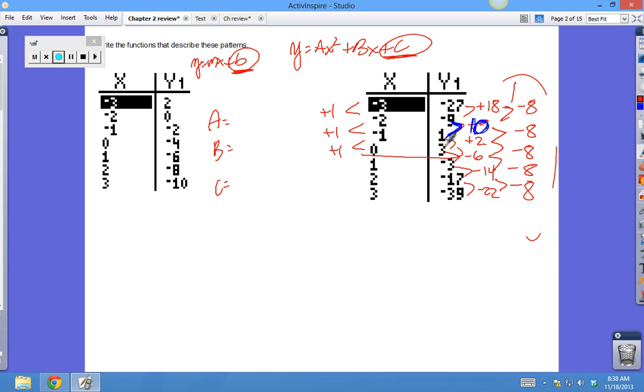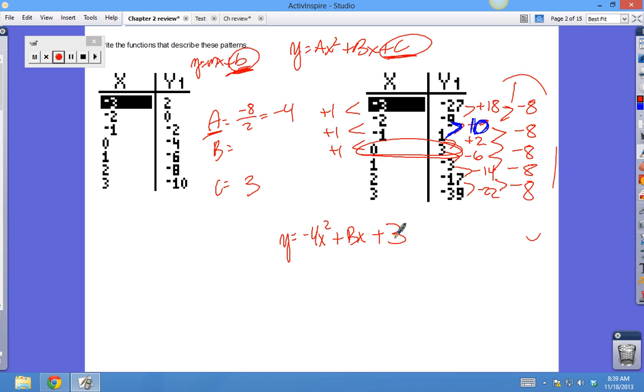C is my mate of 0, just like b is the mate of 0 on a linear pattern. So my c in this case is 3. And the next one that's not too hard is a. I'm going to find a. A is half of your second change. So a is going to be my negative 8. That's my second change. It's constant. I divide that by 2. It's going to be a negative 4. So here we go. I got y equals negative 4x squared plus bx plus 3.